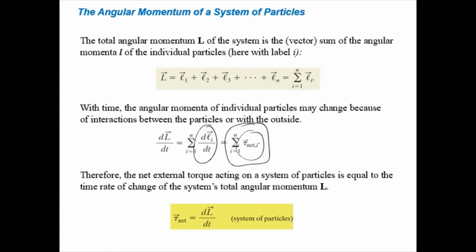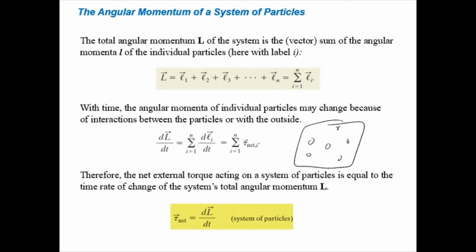We can apply this to a big system by summing up all the little angular momentums and torques in the system. If we sum them all together, we still get this effect, which is that the net torque on the system is equal to the time rate of change of the angular momentum of the system.